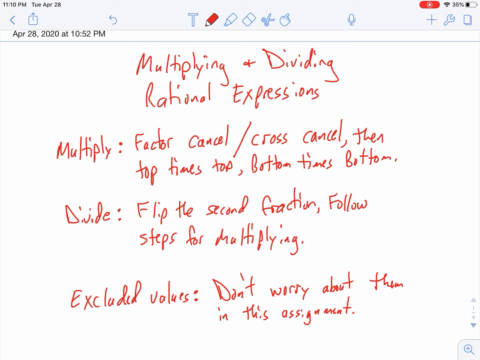But to multiply rational expressions, factor like we did before, cancel like we did before, or cross cancel, which is almost the same thing. I'll show you that when it happens. Then just do top times top, bottom times bottom. When you multiply fractions, that's how it works. When it comes to dividing, you flip the second fraction and then follow the steps for multiplying. And once we get good at multiplying, the dividing is going to be pretty simple.